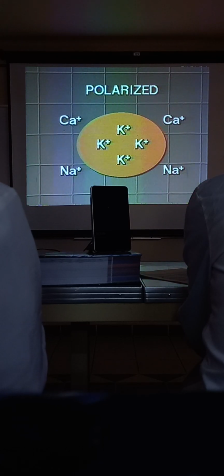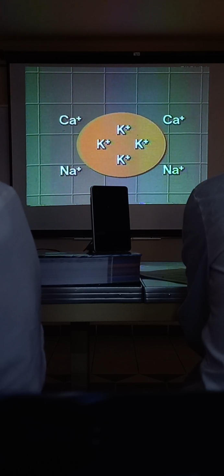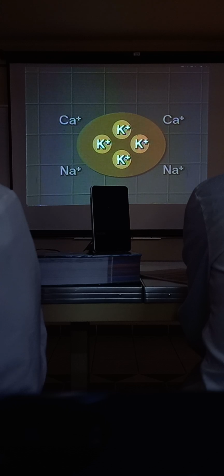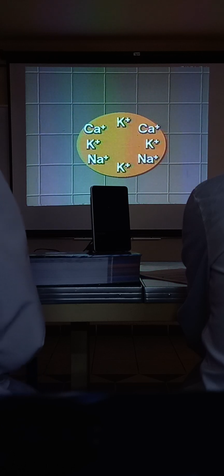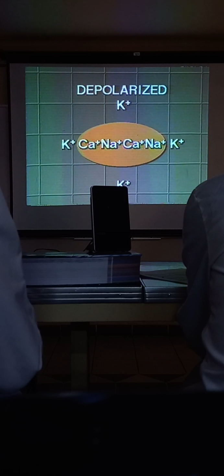Initially, the contractile cell is polarized, or in a resting state. Depolarization begins when the cell membrane becomes permeable to the flow of ions. Potassium is the major intracellular ion, and sodium and calcium are the major extracellular ions. First, the sodium ions flow into the cell, then the calcium ions. Potassium ions begin to move out of the cell. When this exchange of ions is completed, the cell is depolarized and contraction occurs.